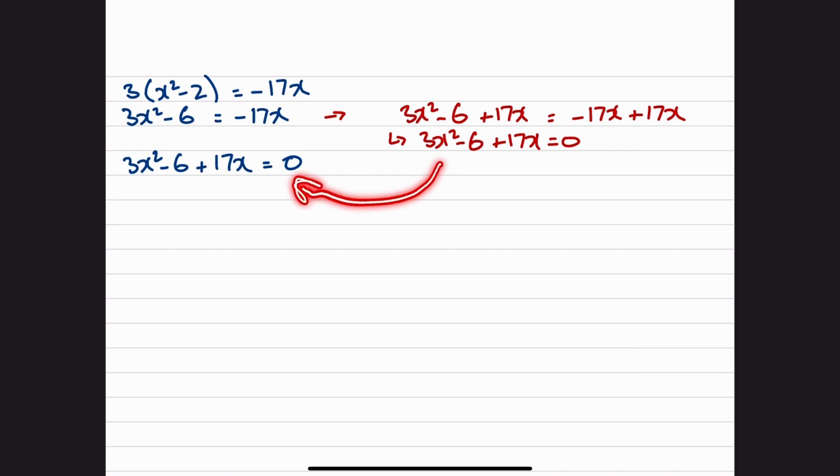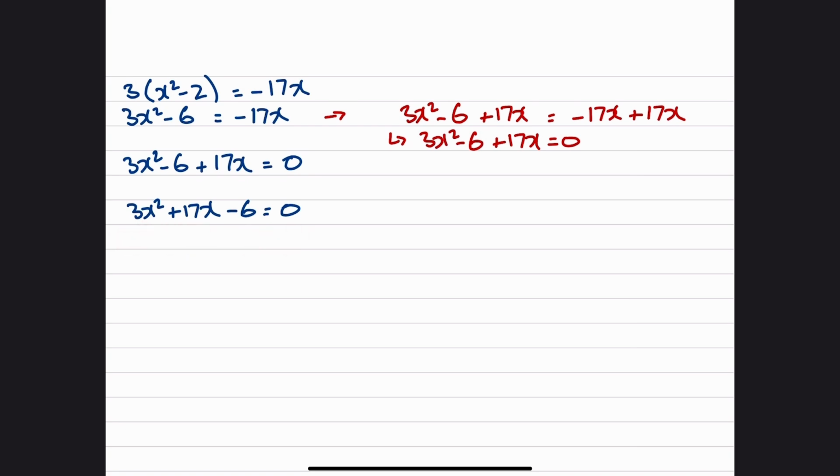And we get this. This is what bringing a term to the other side actually means. This is what's happening behind the scenes. So let's bring it to the general form of ax squared plus bx plus c, which is 3x squared plus 17x minus 6 equals 0. And this is now in the form ax squared plus bx plus c.